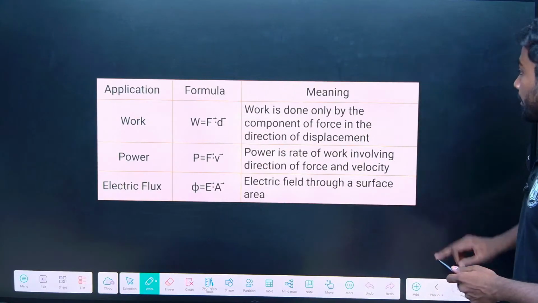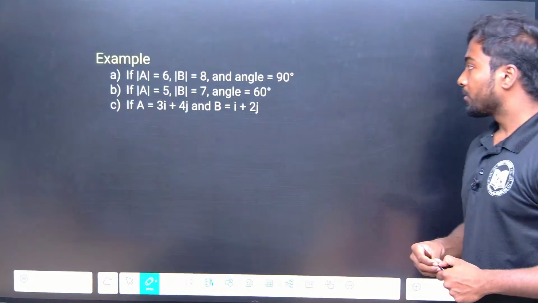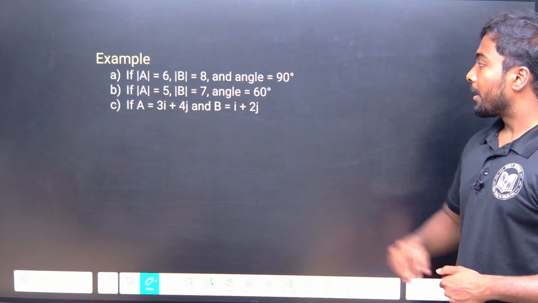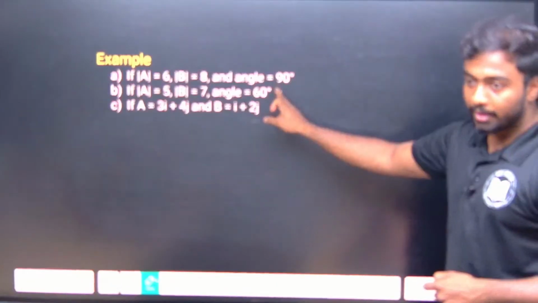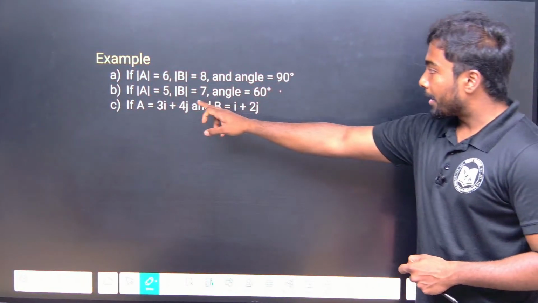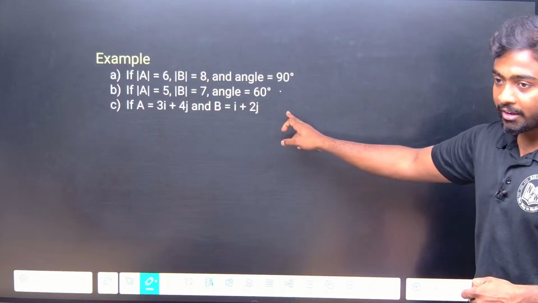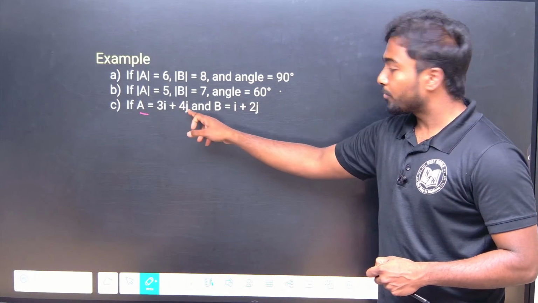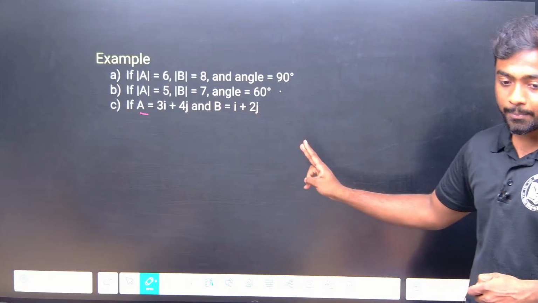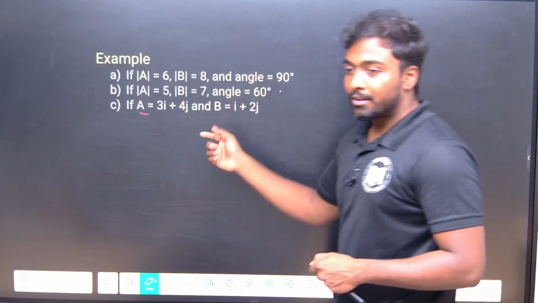So here are some examples. Can you solve these now? A and B are vectors, and the angle between them is 90 degree. Find a dot b. A and B are vectors, and the angle between them is 60 degree. Find a dot b. A is given as 3i plus 4j, and B is given as i plus 2j. Find a dot b. Give the answers for these questions.